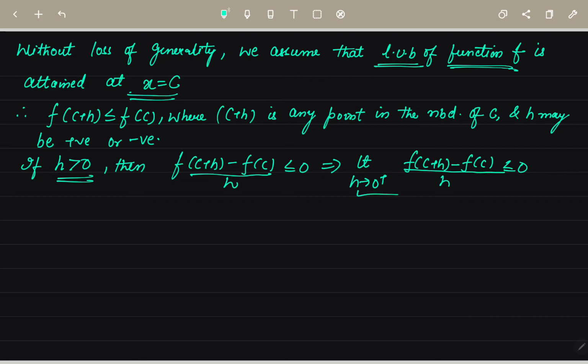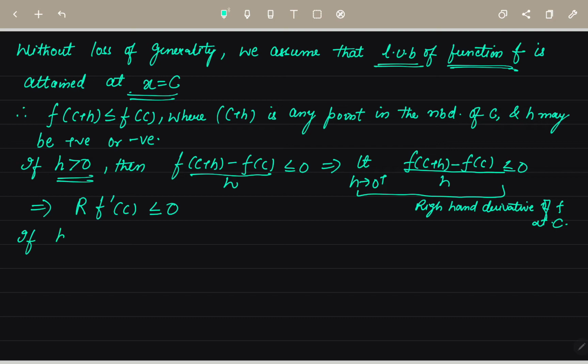So basically what is this? This is basically the right hand derivative of a function at c. So I will write this implies the right hand derivative of the function at c is less than or equal to 0.